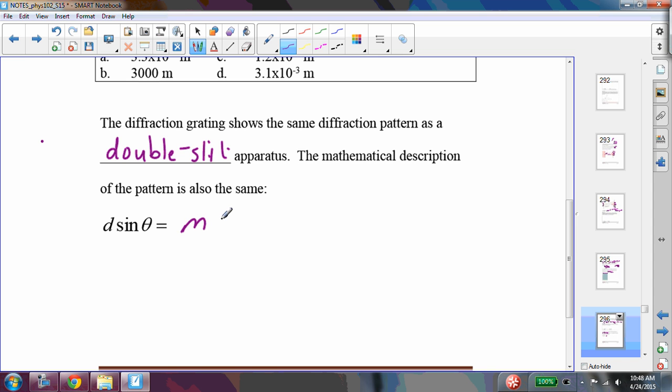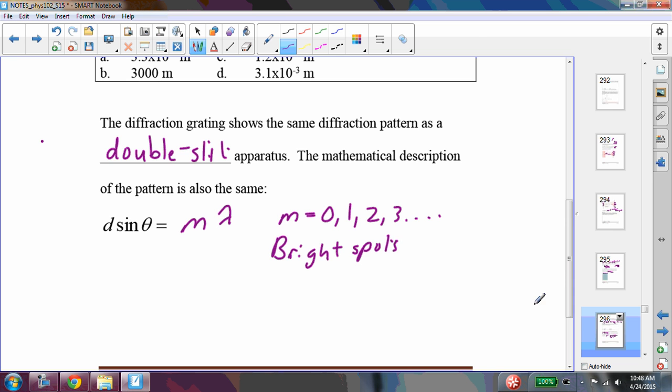d sine theta is equal to m lambda, where m is equal to 0, 1, 2, 3, and on and on. And these give the positions of the bright spots. So exactly the same as a two-slit diffraction pattern. These are the bright spots.